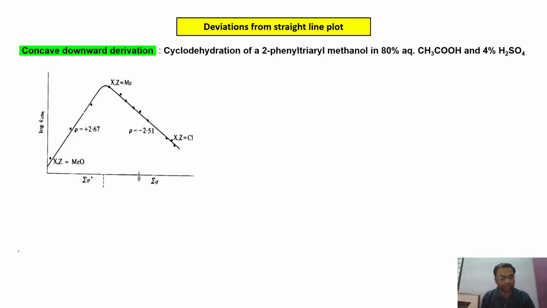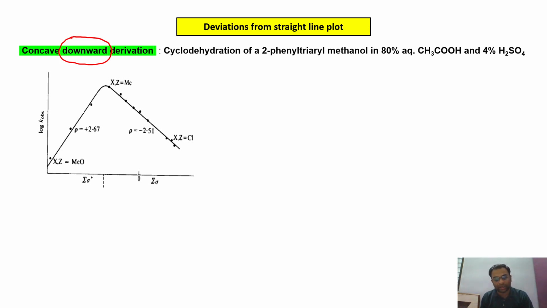In the last three lectures we have discussed the concave upward deviation. Concave upward deviation is seen when there is a change in the mechanism of the reaction. Now here we will discuss the concave downward deviation. This concave downward deviation is seen when there is a change in the rate determining step.